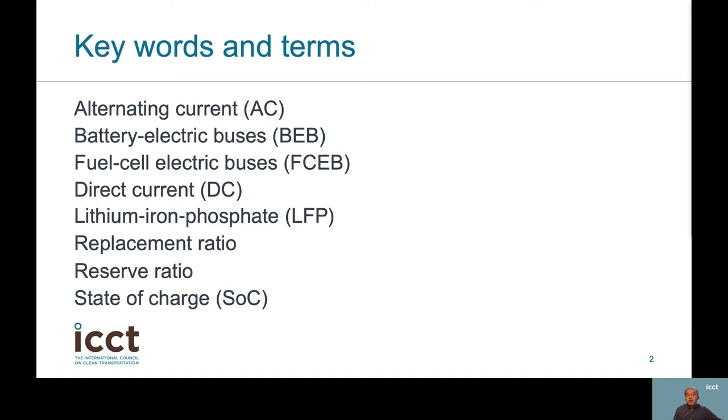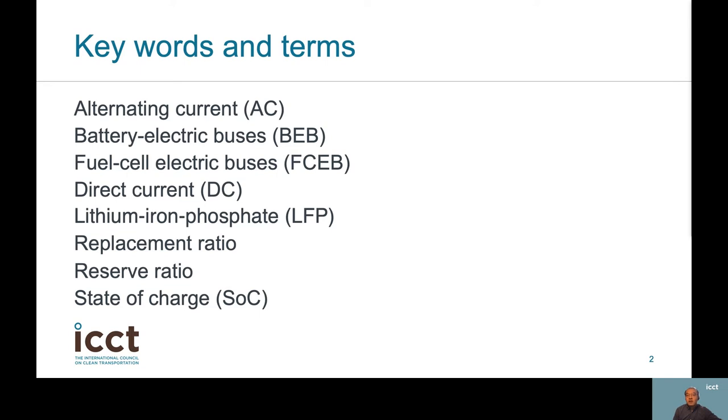Battery electric buses, or BEBs for short, are zero-emission buses powered by chemical energy stored in onboard batteries that power the electric motors directly. FCEBs, or fuel cell electric buses, are another type of zero-emission buses powered by chemical energy stored in fuel cells. The reaction of hydrogen and oxygen releases energy which recharges the batteries.